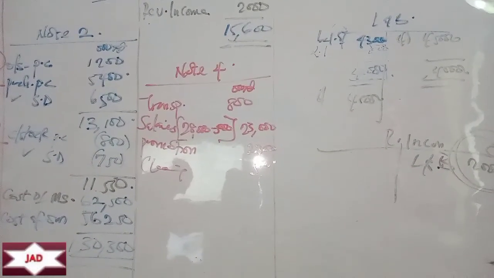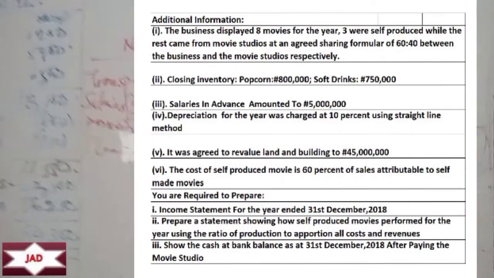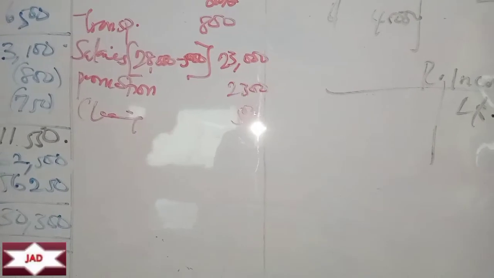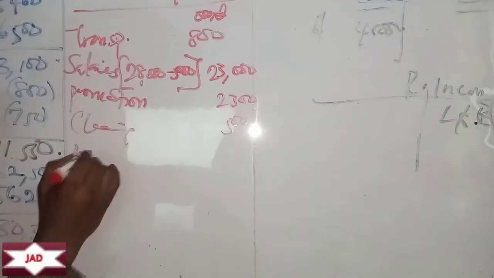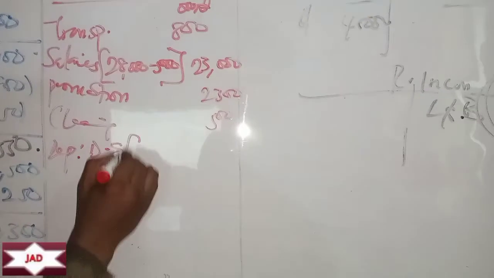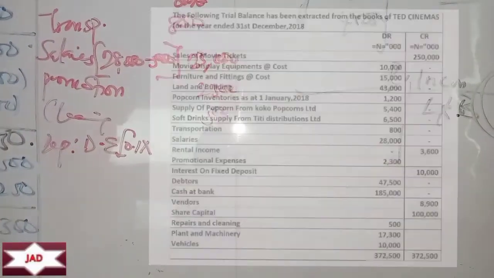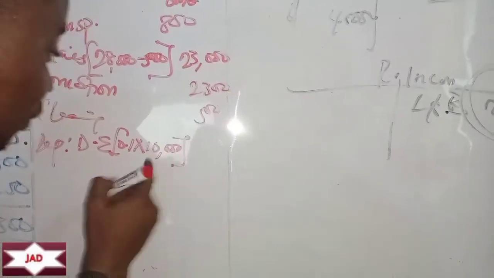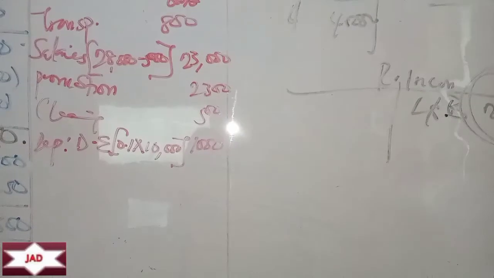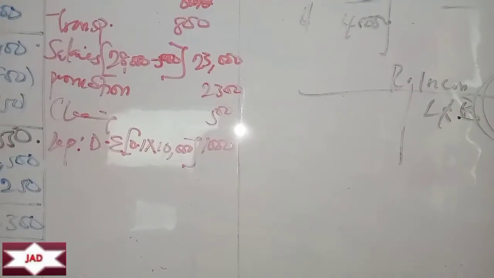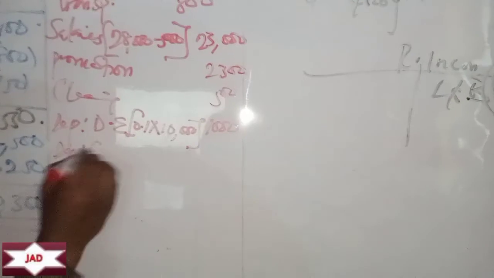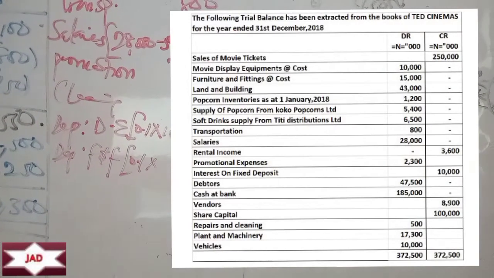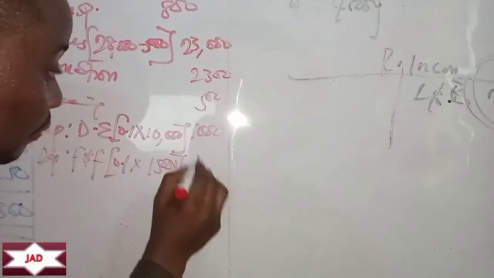We have depreciation. Depreciation there is 10% on all depreciable items. So we have depreciation on display equipment. That would be 0.1 times the cost, which is 10,000. What's 10% of 10,000? I think this is 1,000. What's the next one there? Furniture and fittings. So depreciation on furniture and fittings will be 0.1 times the cost of 15,000. So that will be 1,500.